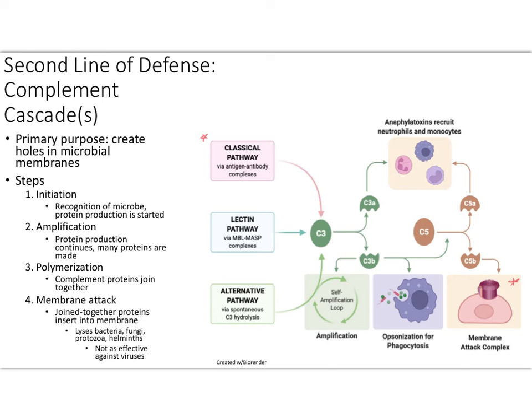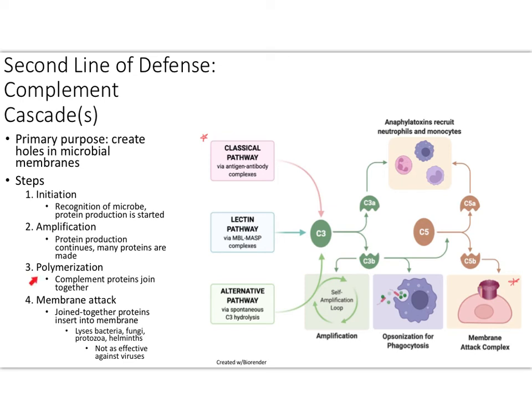The first step is what is called initiation. During initiation, the body recognizes that there is a foreign invader present, and it begins to produce a series of proteins. It starts by producing this protein called C3. From there, additional proteins are produced. So C3 breaks up into what we call C3a and C3b, and this causes another series of chemical reactions to occur.